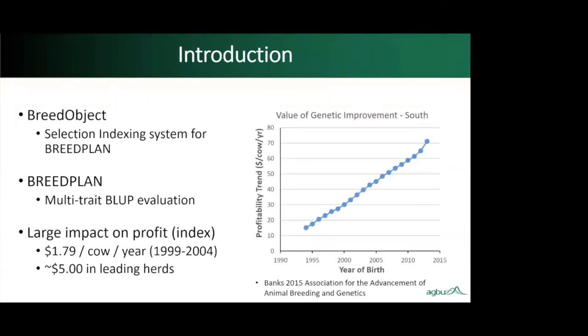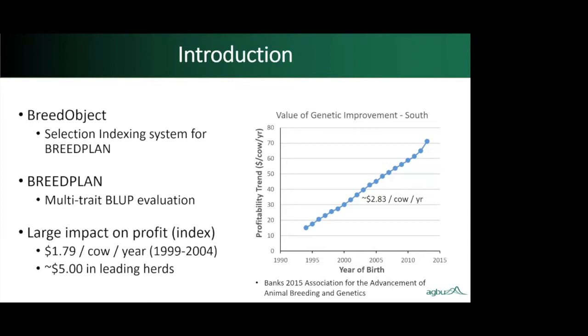These figures are supported by a more recent study conducted by Robert Banks in 2015. In the graphic, I'm showing you profitability as described by the index on the y-axis and a time interval of 1994 to 2014 on the x-axis. The trend is the average trend in profitability for the Southern Australian beef breeds, and on average was going at a rate of $2.83 per cow per year.